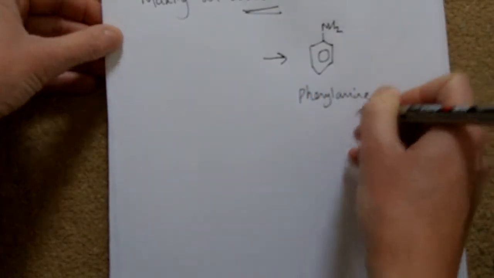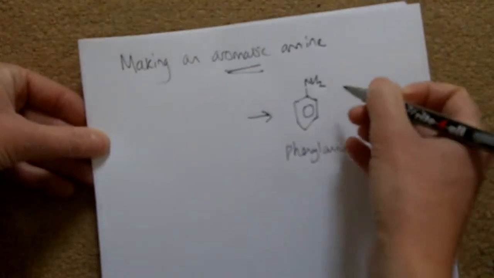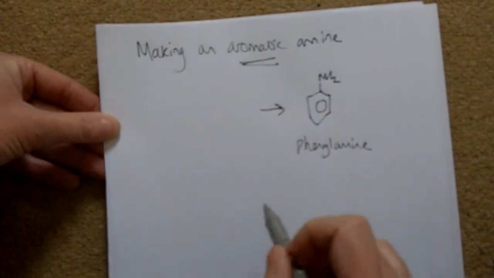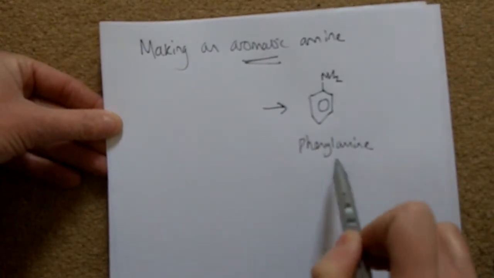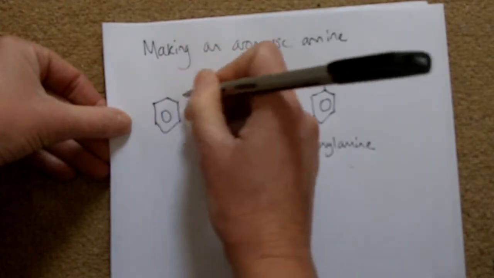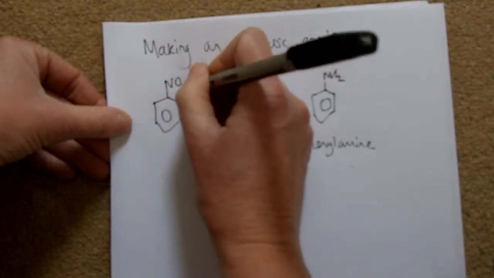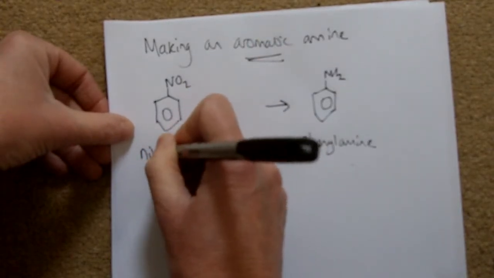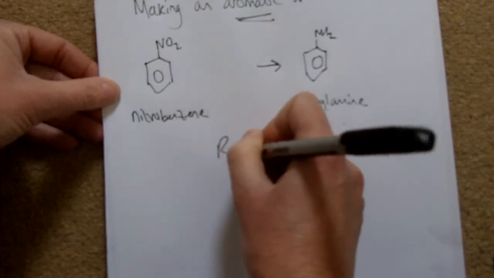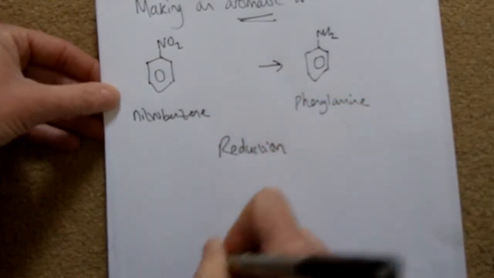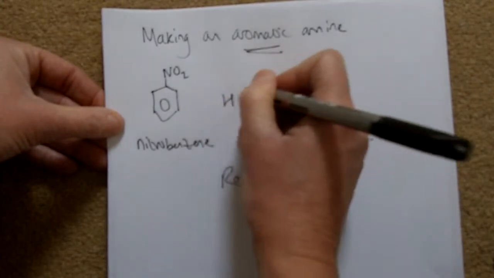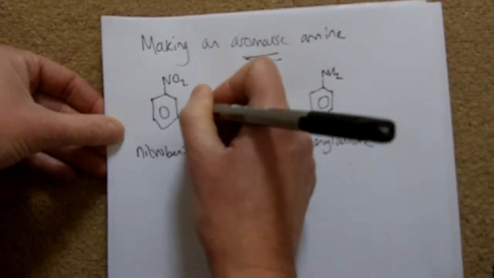Can I just mention connectivity? Connectivity, you've got to make sure your bond is going to the nitrogen. Right, this is a different method. If you're making an aromatic amine, it is different to an aliphatic amine. You take nitrobenzene, it's called nitrobenzene, and it's a reduction reaction. It's reduction. So if it's reduction, you need, remember what we use when we do reduction? You need hydrogen in square brackets.